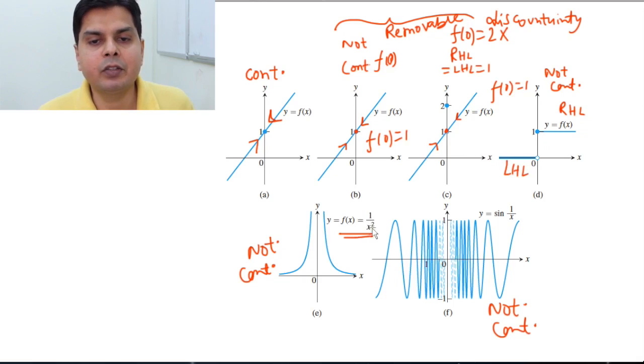Similarly, in this case at x equal to 0, the value of the function does not exist. In this case also the function is oscillating so vigorously that the limit does not exist. So in these three cases, D, E and F, the function cannot be made continuous by any trick or by any suitable definition of the function. So these are non-removable discontinuities. These two are removable discontinuities, but these three are non-removable discontinuities.